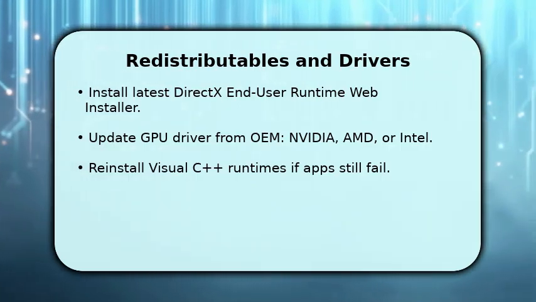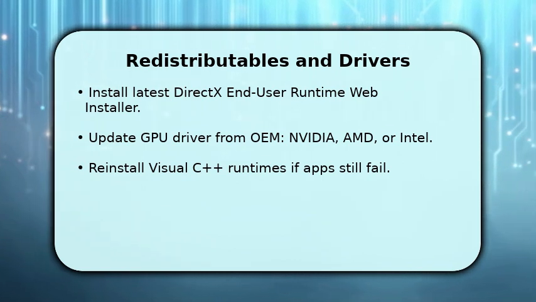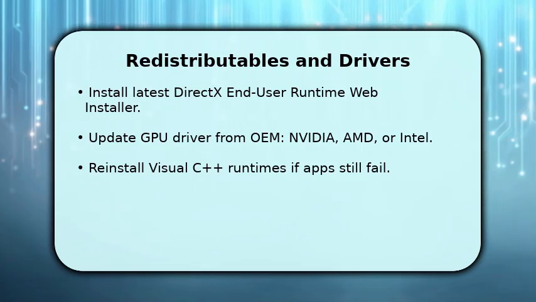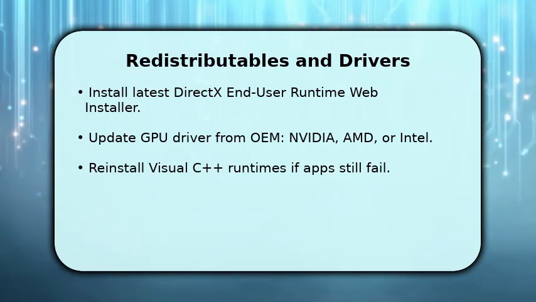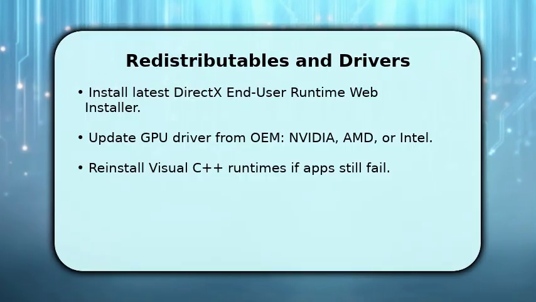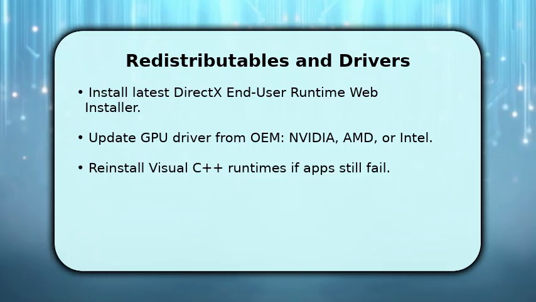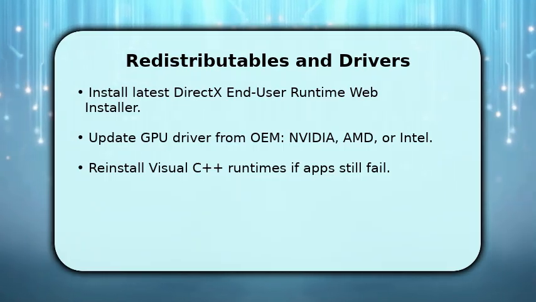If specific games complain about missing libraries, reinstall Visual C++ redistributables, multiple years. Once finished, reboot and test the affected application. This sequence addresses both runtime files and driver-level incompatibilities that commonly cause DirectX errors.